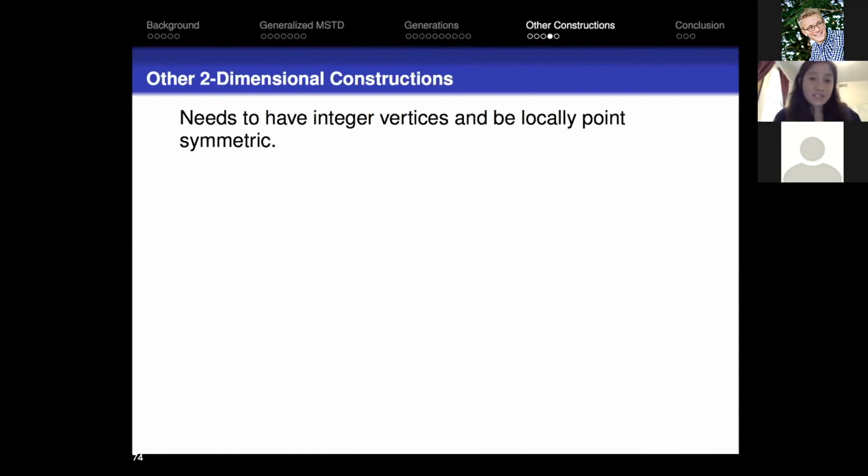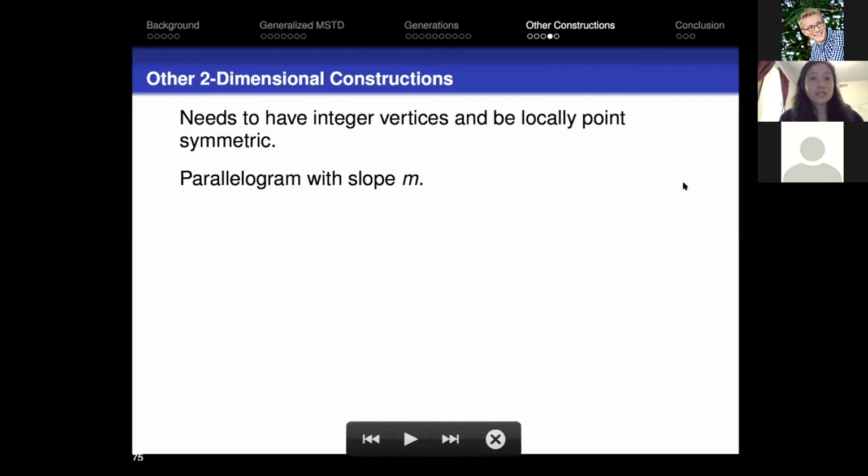So all the previous constructions that we've done have been subsets of squares and cubes and higher dimensional cubes. But this begs the question of whether we can put our sets as subsets of other shapes. From previous work on MSTD sets in higher dimensions, we know that in order for the sum set and the difference set to have nice behavior, they should be subsets of a shape with integer vertices that is locally point symmetric. The only shapes that fall into this category are parallelograms.